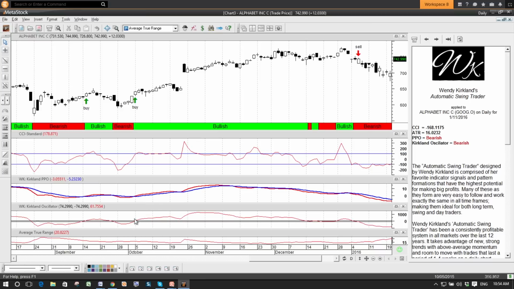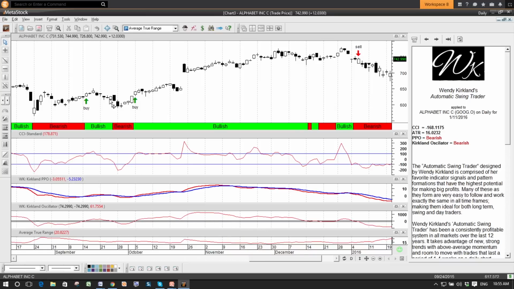The final indicator she uses is what she calls the Kirkland Oscillator. Okay, and that's this oscillator here on the bottom. You'll notice it looks like a standard oscillator. There is a little bit of a touch zone, which is mostly straight, but it does move just a little bit. And this is the indicator that she uses to help get rid of those whipsaw trades, where it fakes you out. It goes up a little bit, but then comes right back down, and you end up paying for it. So she uses this as a final confirmation.